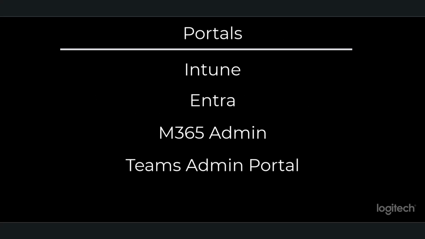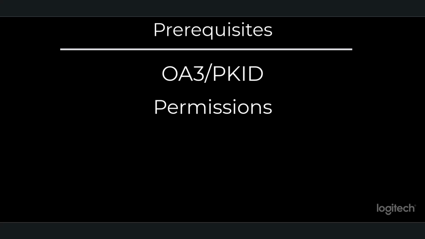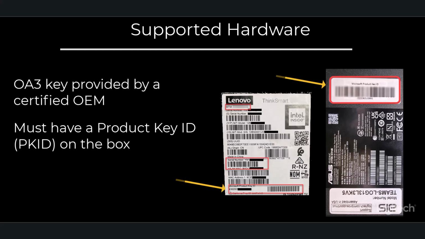To do this requires the use of Intune, Entra, M365, and Teams Room Pro Admin Portal. Before you start, make sure your Teams Room PC has an OA3 key from an OEM. This key, called the Product Key ID or PKID, is usually printed on the box or sometimes directly on the device. You will need some specific permissions.